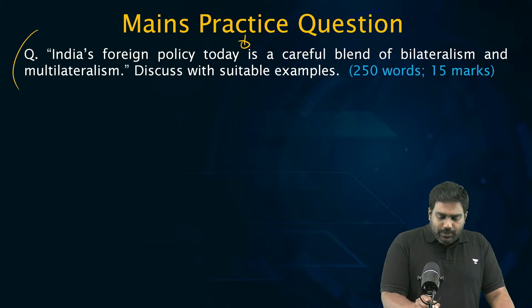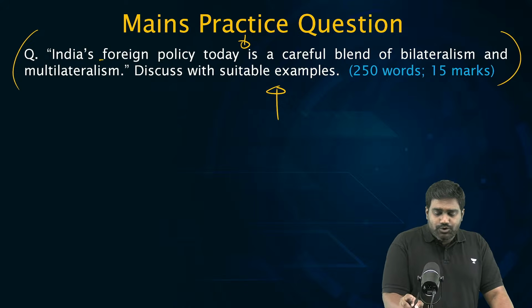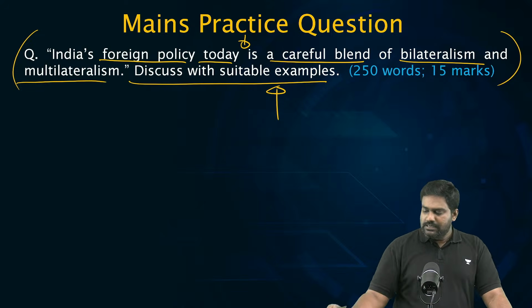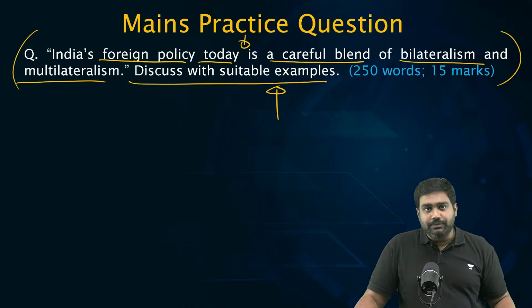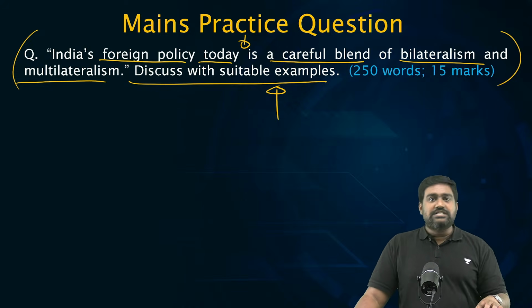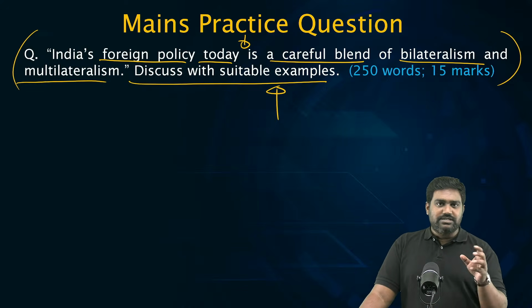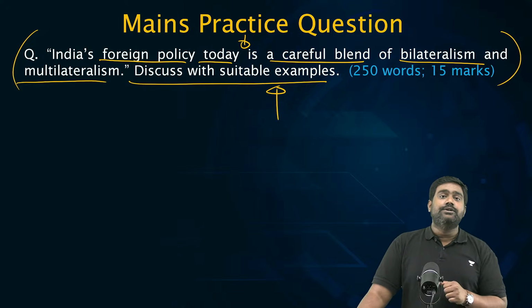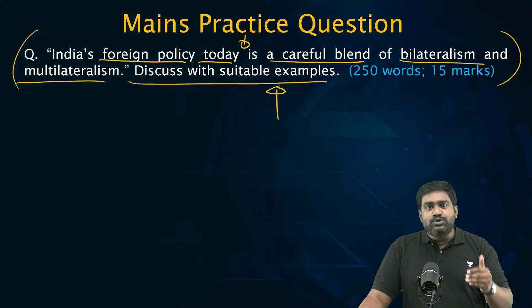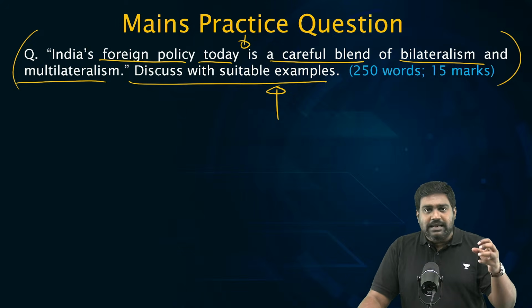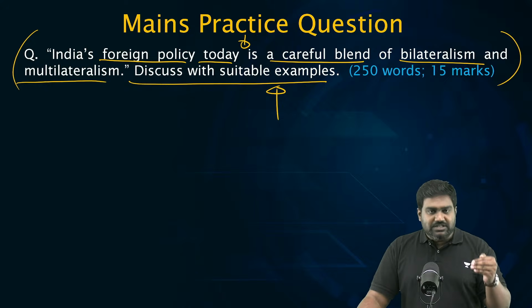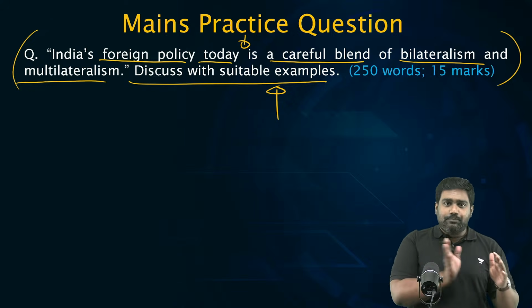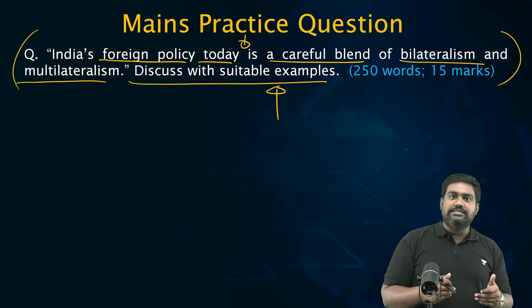So this is your mains question. India's foreign policy today is a careful blend of bilateralism and multilateralism. Discuss with suitable examples. So first give an introduction on how the world order is divided based on bilateral ties, multilateral engagement, regional ties. Then in the body, explain each one of them with examples. What is bilateralism? What is regionalism? What is multilateralism? Talk about the rise of minilaterals. Discuss their pros, their cons, and conclude your answer.